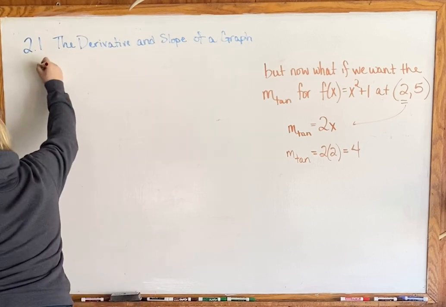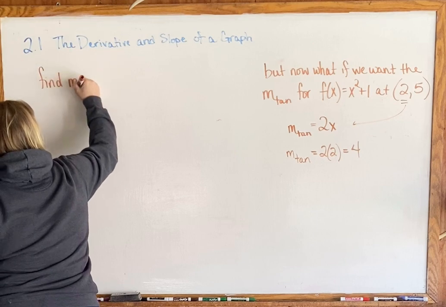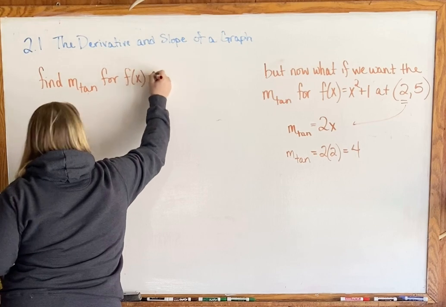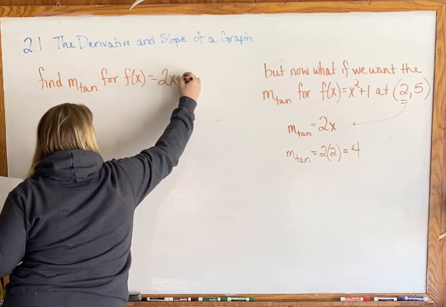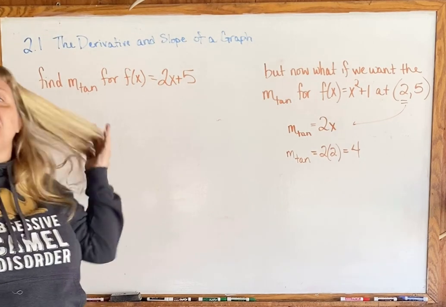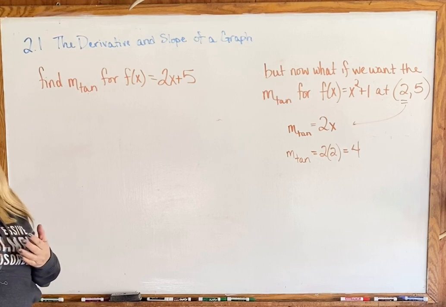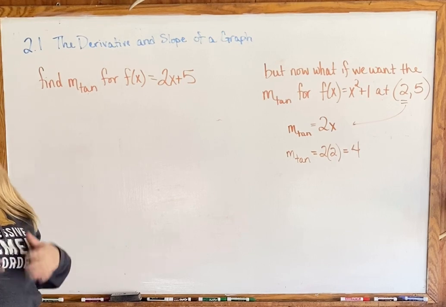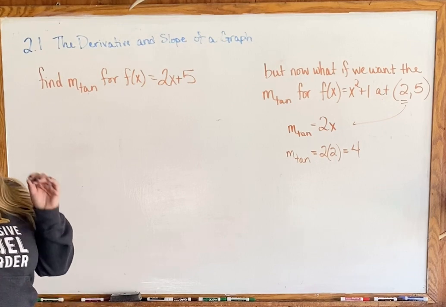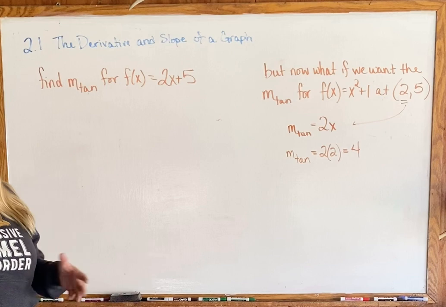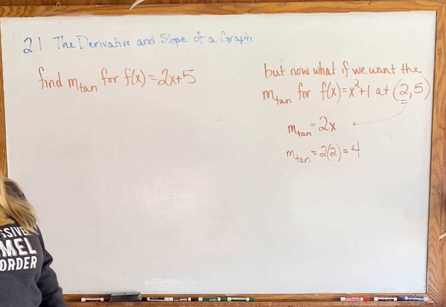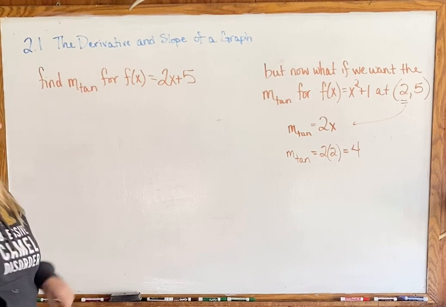So this says find m tangent for f of x equals 2x plus 5. Now again, I know there are some of you that know ahead of time what the answer is going to be, because either you've taken calculus before or you figured this out. There's a pattern that goes on here. But for this lecture and for this homework, you're doing it out the long way, even if you know what the answer is. I know what the answer is. I still do it out the long way because that's what we're doing in this section, okay?